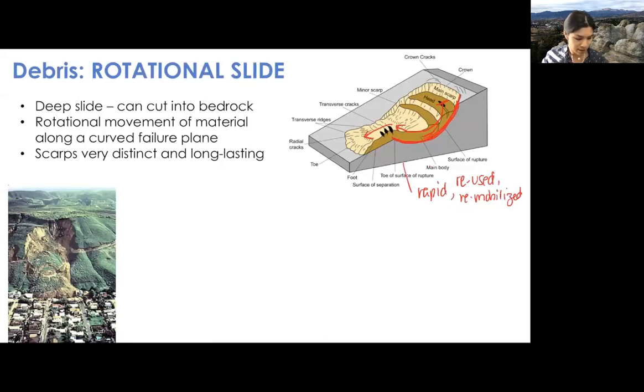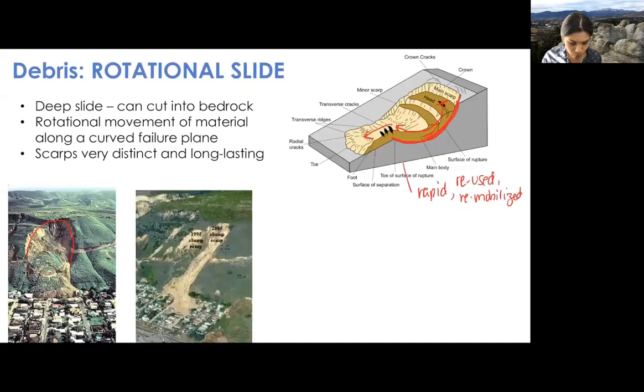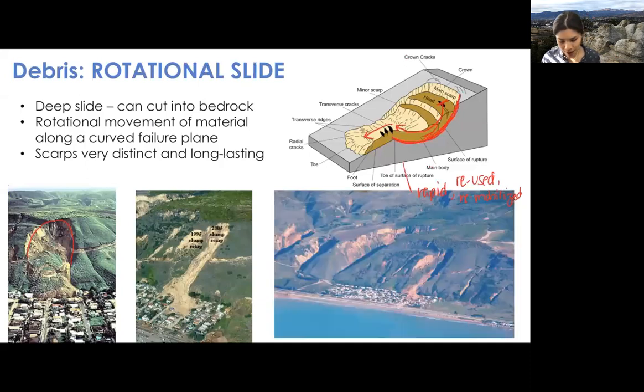An example of this is the La Conchita series of slides. So in 1995, part of the hill slope failed above the town of La Conchita, which then was reactivated in 2005. And if we zoom back, we can see, here's the outline of the 1995 slide and then the 2005 slide. And you can see just next to that is evidence of a larger rotational slide nearby. So this is an example of how these can be reactivated and can be a recurring hazard.